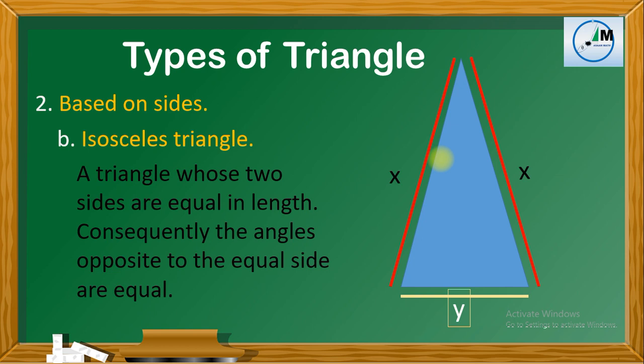The third side is different, and consequently the angles opposite to the equal sides will be equal. So this angle alpha and this angle alpha will be equal, because this angle is opposite to this side and this angle is opposite to this side. So in an isosceles triangle two sides are equal in length, and the corresponding angles opposite to the equal sides are also equal, and the third one is different.